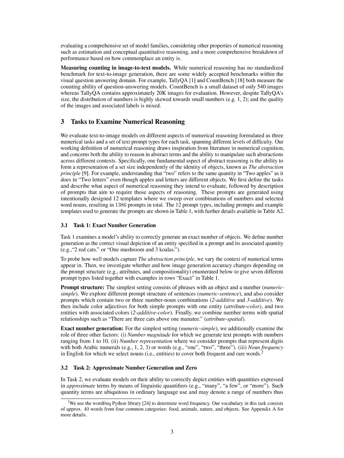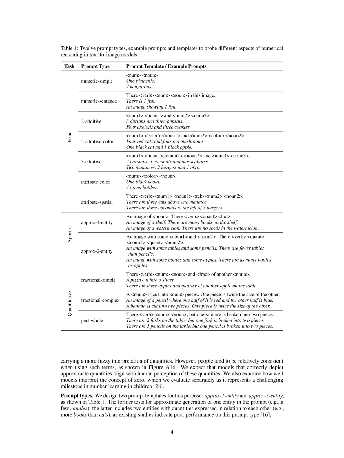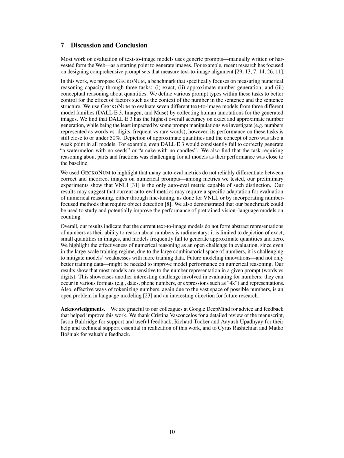Task 1. Exact number generation. This task evaluates a model's ability to generate an exact number of objects specified in a prompt. It includes various prompt structures such as numeric simple, numeric sentence, 2 additive, 3 additive, attribute color, 2 additive color, and attribute spatial. The task examines factors like number magnitude, number representation, digits versus words, and noun frequency in English to assess model performance.